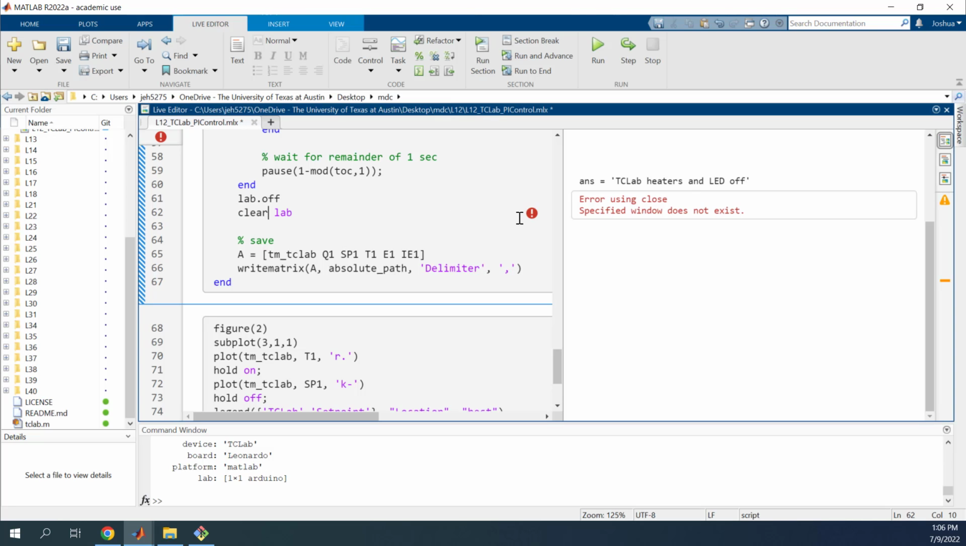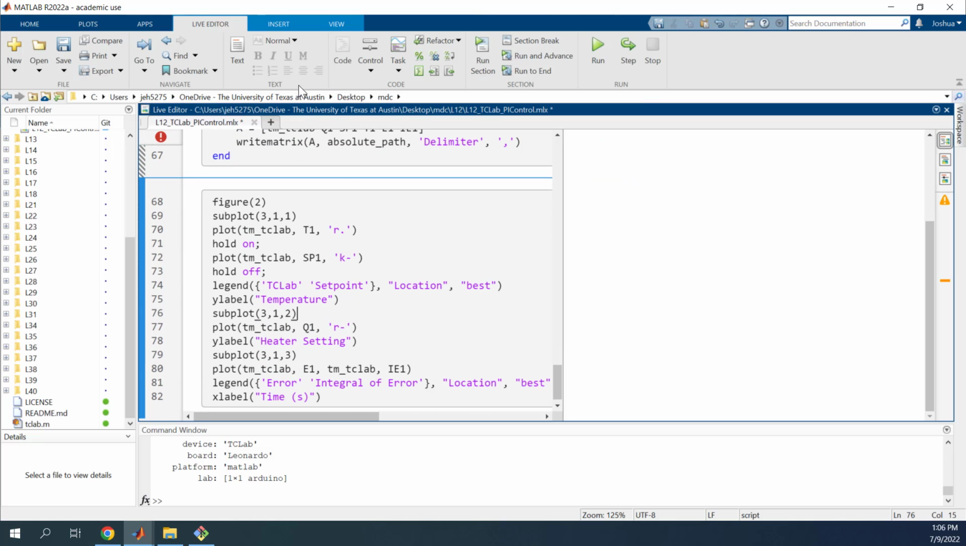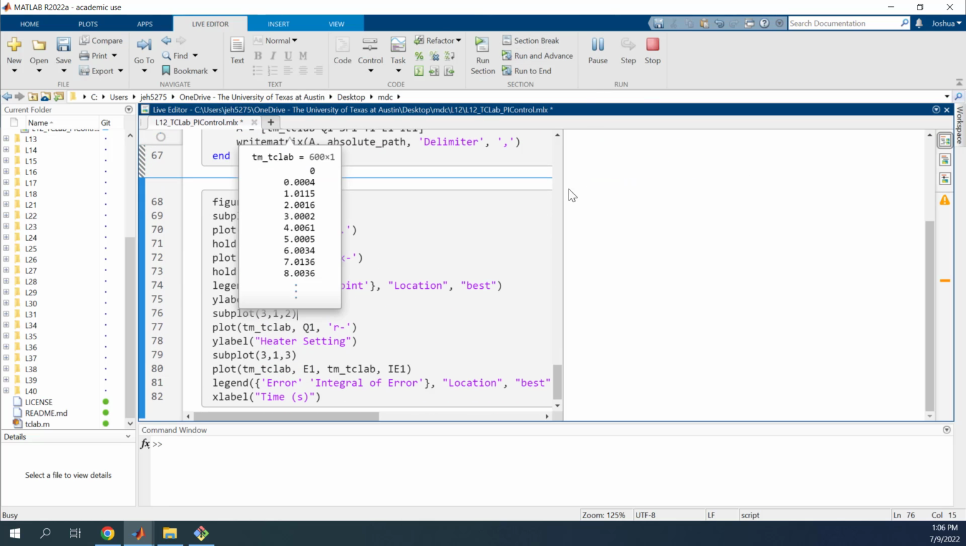If you haven't seen that before, it's just so that we establish a connection with the temperature control lab. We want to make sure that we close it so the next time we open a connection, it doesn't say, hey, there's already a connection. There you go. And then we've got it saved. Let's go ahead and look at our plot now. Finish up this activity.